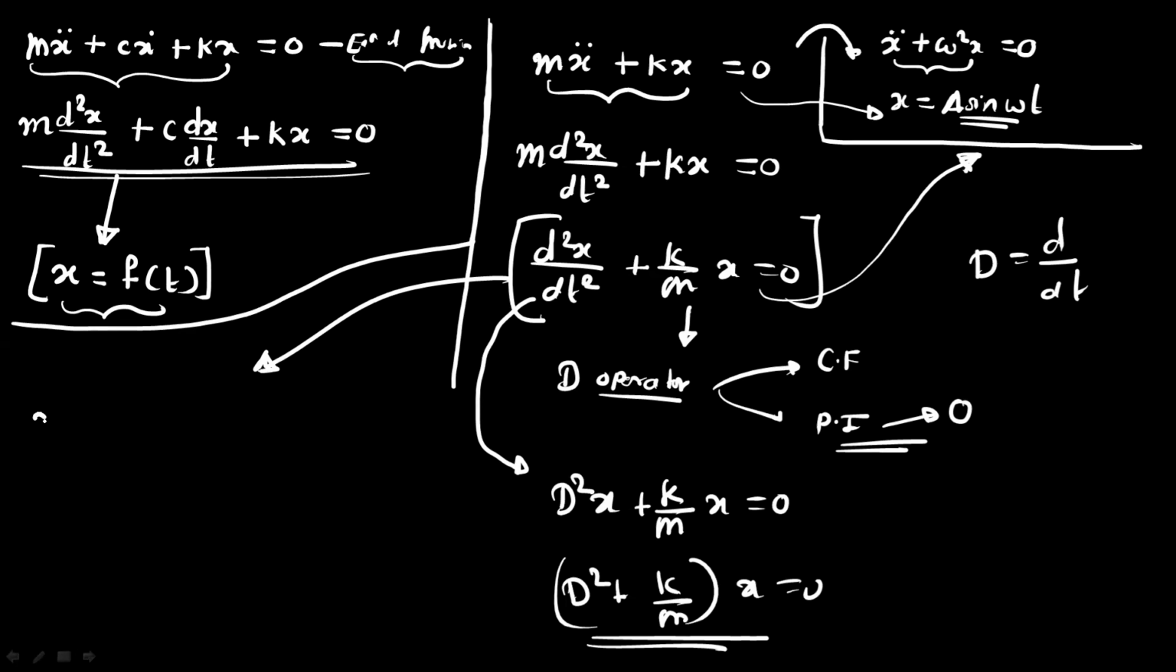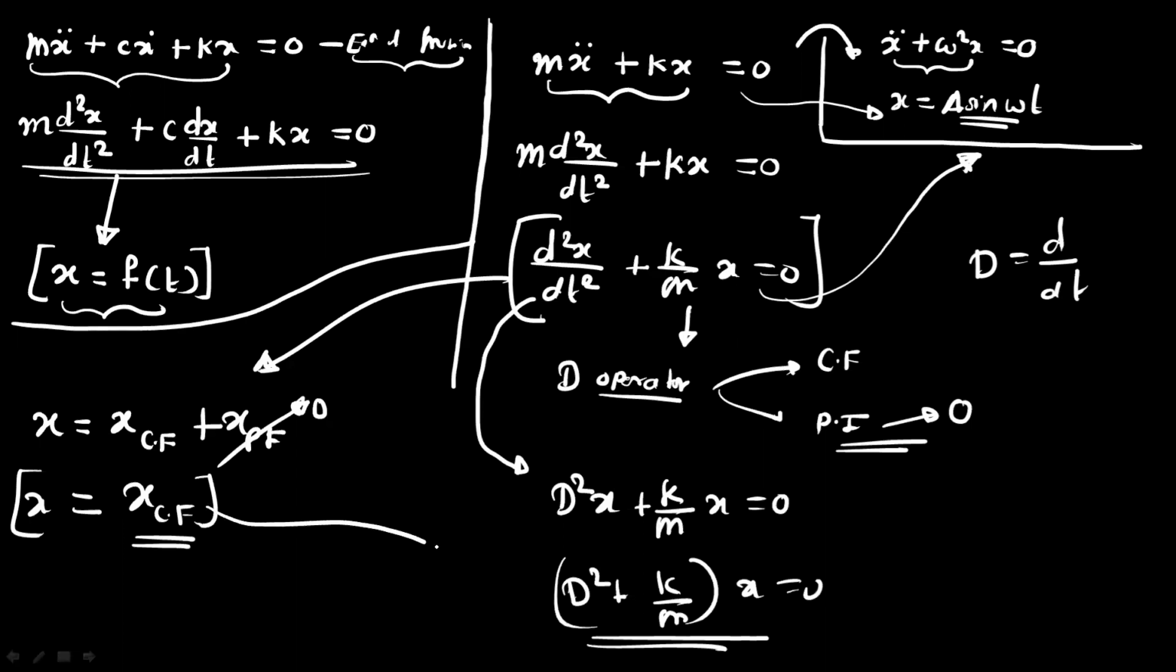For this equation, the complete solution x is the addition of x complementary function plus x particular integral. But the x particular integral value is 0, because this is a homogeneous equation. So it is just x complementary function. To find this x complementary function from this equation, just equate this term directly to 0. So this is D square plus k by m into x equal to 0.